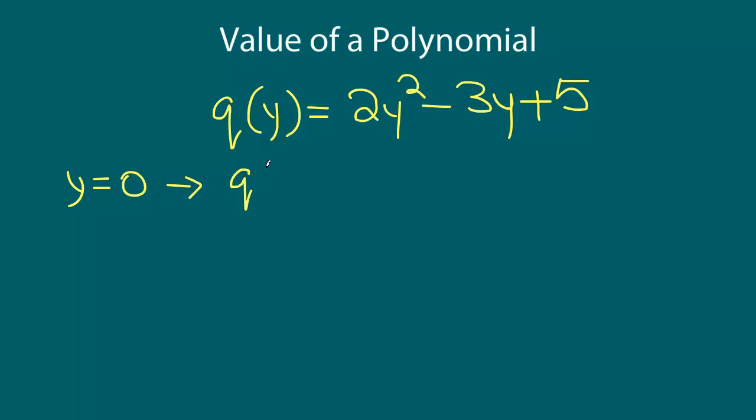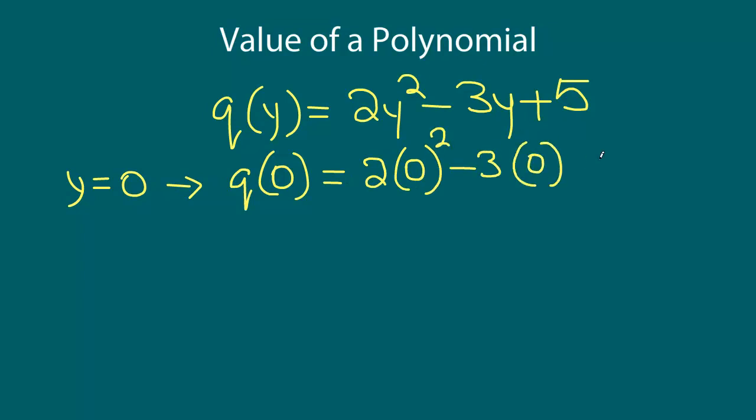So we will say q of 0, right? Polynomial is represented by q of y. So q of 0 will be 2 times, wherever we have y, we will put 0. So 0 squared minus 3 times 0 plus 5, right? Or simply this will be 0 squared is 0 times 0, which is 0, and 2 zeros is 0, minus 3 zeros is 0, and we have 5. So quite simply, this will be simply 5.